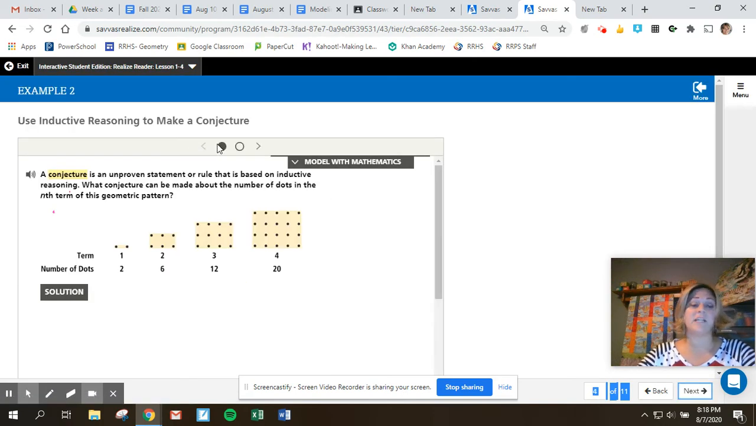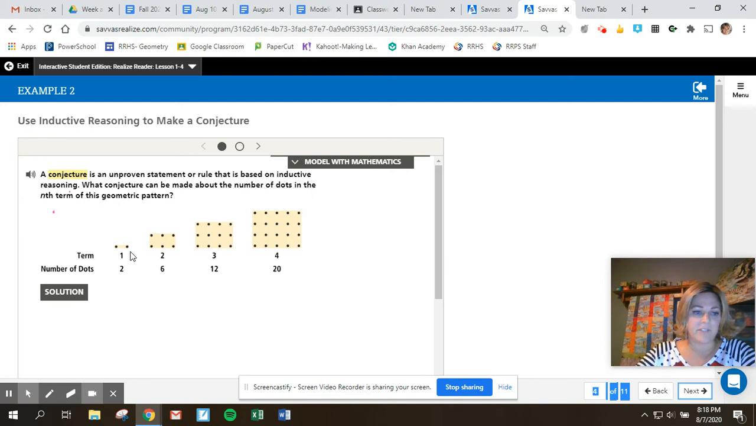In math, we do a lot of conjectures. A conjecture is exactly the same thing as in science, a hypothesis. So it's an educated guess based on what you have. So if I look here, conjecture, and it even says it's an unproven statement or rule based on inductive reasoning. It's your guess or hypothesis.